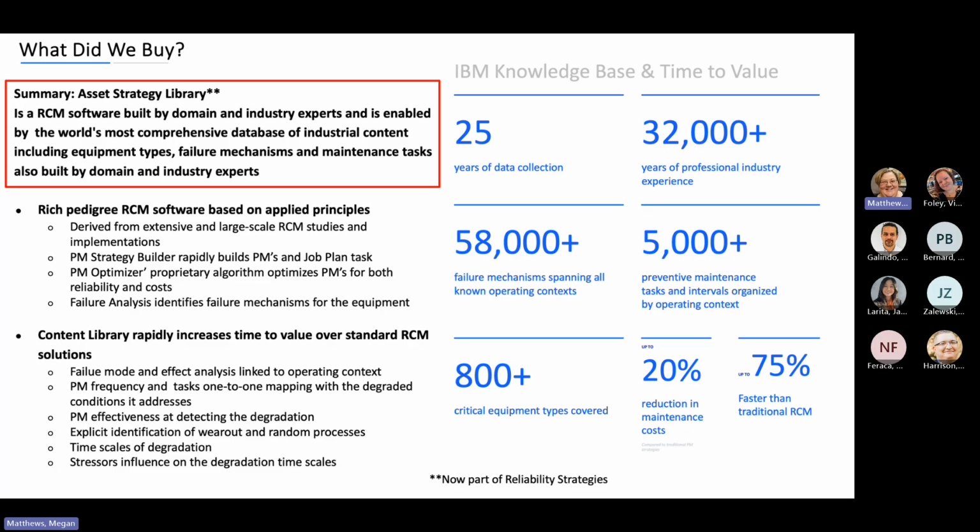So you can see in here, the data IBM received is 25 years' worth of collected data from 32,000 years of industry experience. It has a bunch of failure mechanisms. It has a bunch of preventive maintenance tasks that it recommends. It's got 800 plus equipment types covered. And you can see the reductions in maintenance. But this basically tells you what this is, so I'll let you review this if you want to.